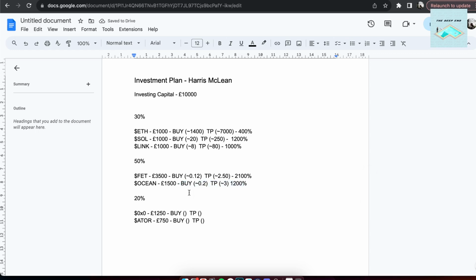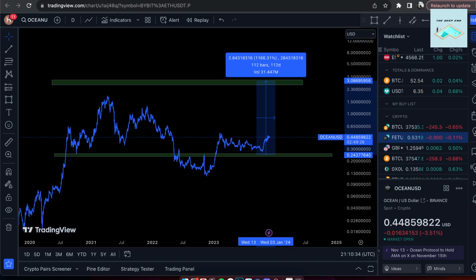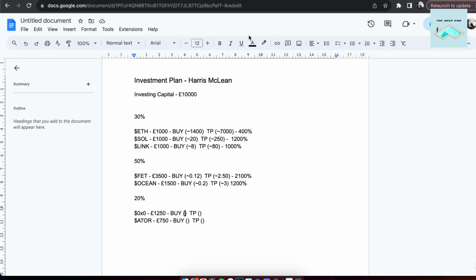I think that would be different. I think you would make more, 20 times your money on Ocean if you bought at a lower level, but I'd need to look into the chart a wee bit more with that and see where I think would be good.